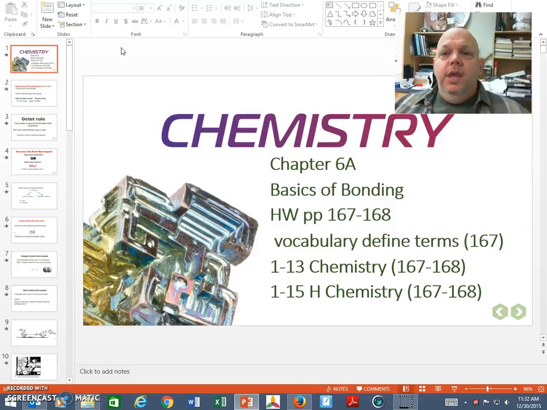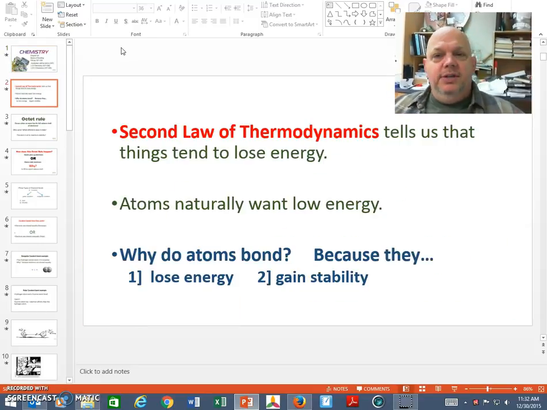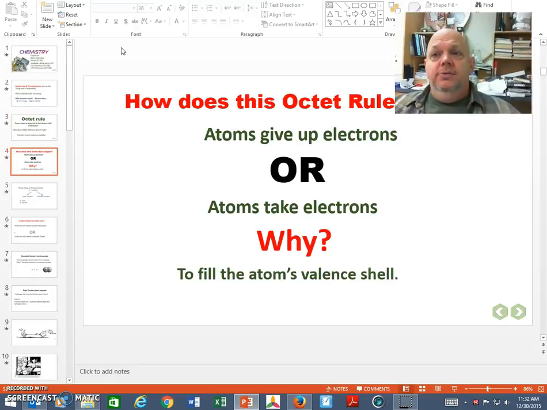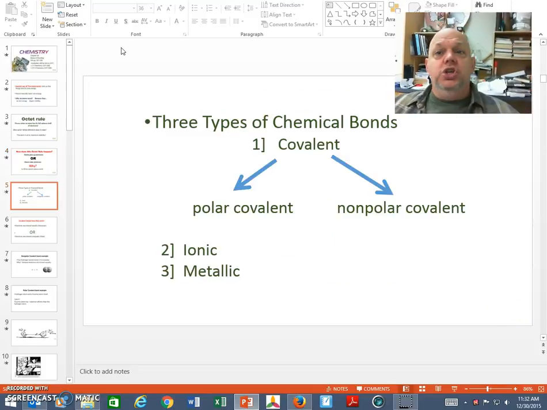Okay, so in looking at the basic review, we talked about the idea of energy. And why is it that atoms are going to bond? Well, there's two things, losing energy and gaining stability. Now, in that, we talked about this magical formula called the Octet rule, where we're talking about 8 electrons because it's about maximum stability. Now, we know that atoms can give up or take electrons, and the whole point is to fill that outermost shell.